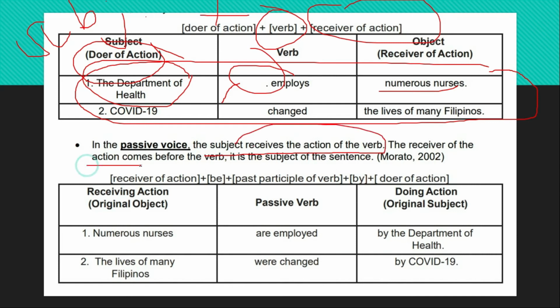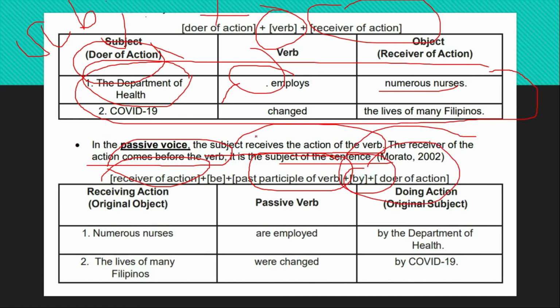The receiver of the action comes before the verb. It is the subject of the sentence. It's also by Morato 2002. Our form is receiver of action plus the be verbs am, is, was, were, are, plus past participle of the verb. Okay. When we say past participle, the ones we use in the perfect tense. Okay, and then plus the preposition by, and then doer of the action. So this must be remembered. This is our form. Example.